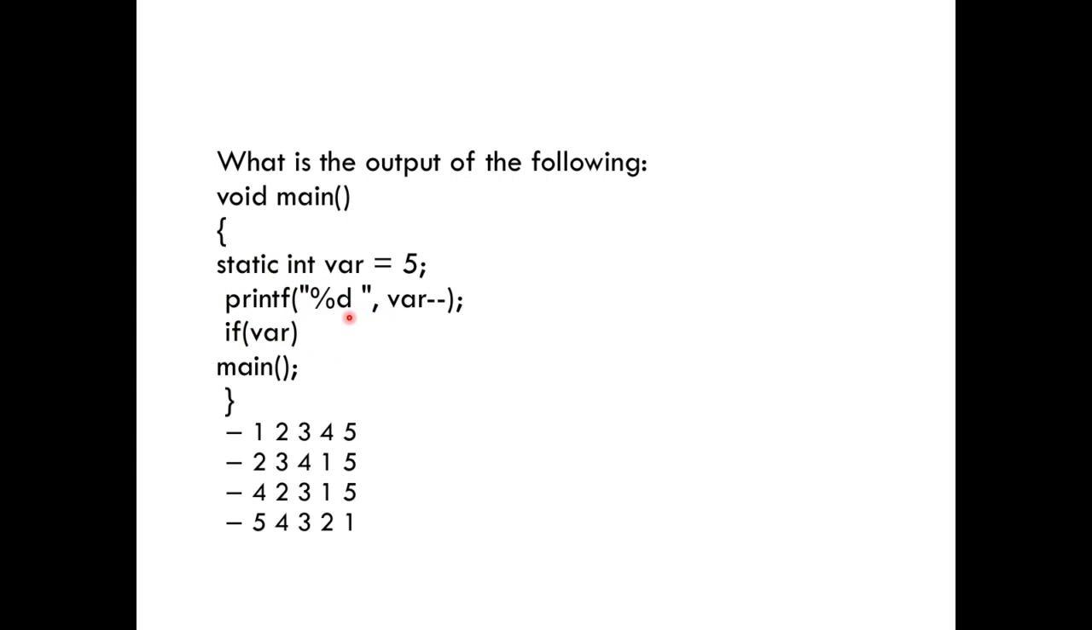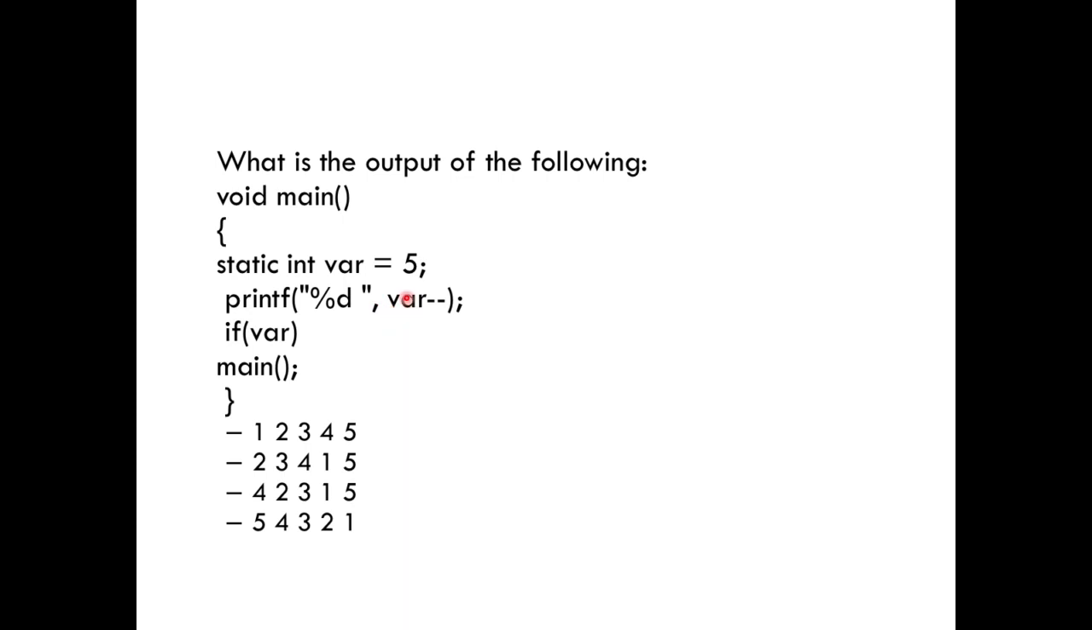So now it will print here. Now the value of var is what? 4. Then again it will be decremented. So it will print 4 and decrement the value. Now var is what? 3. So when it is 3, the if statement is true, then it will go to the main function here. Okay, then again it will print the value as 3. Then again 2. Again 1. Fine. So it will go on decrementing.